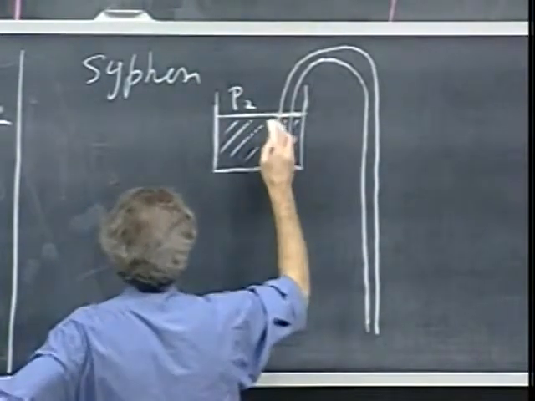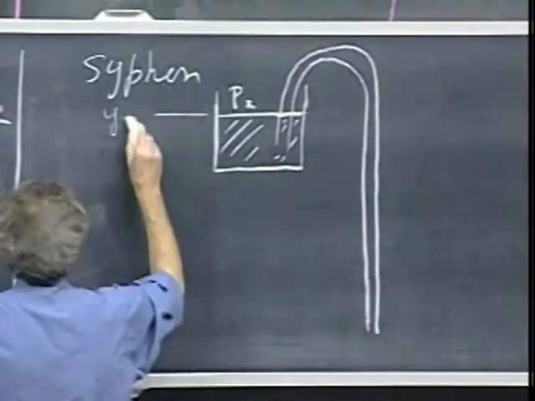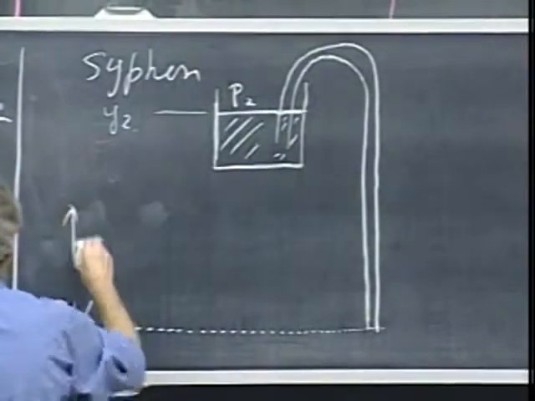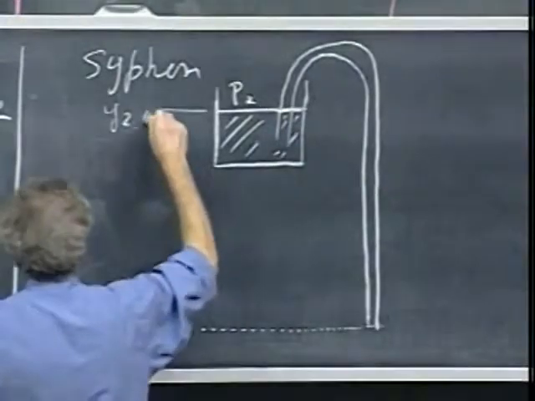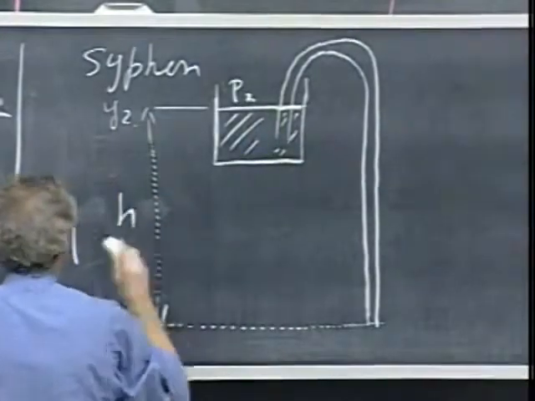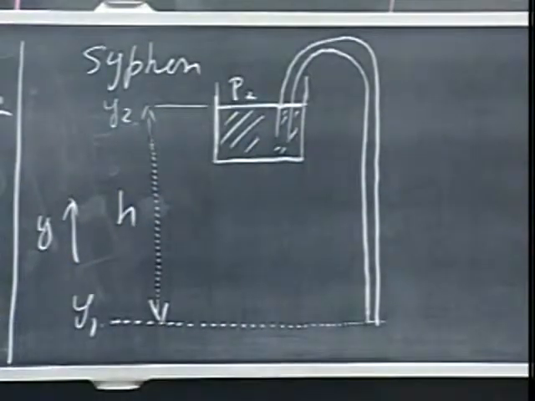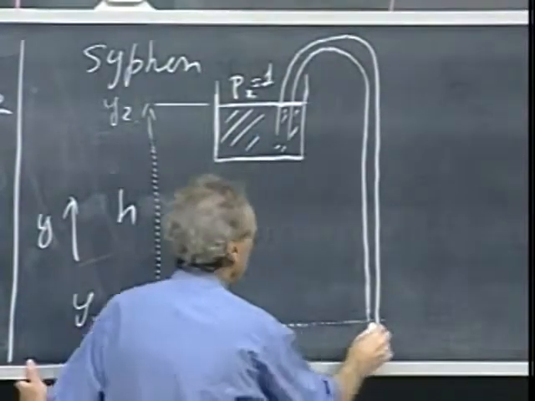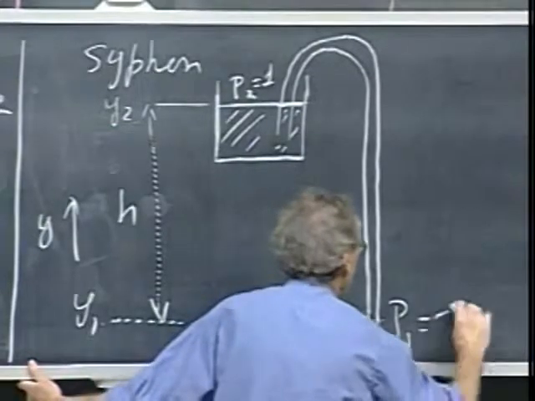This level P2, Y2, this is Y1, increasing value of Y. This height difference is H. P2 is 1 atmosphere. I put a 1 there, it's atmosphere. And here, if it's open, then P1 is also 1 atmosphere.